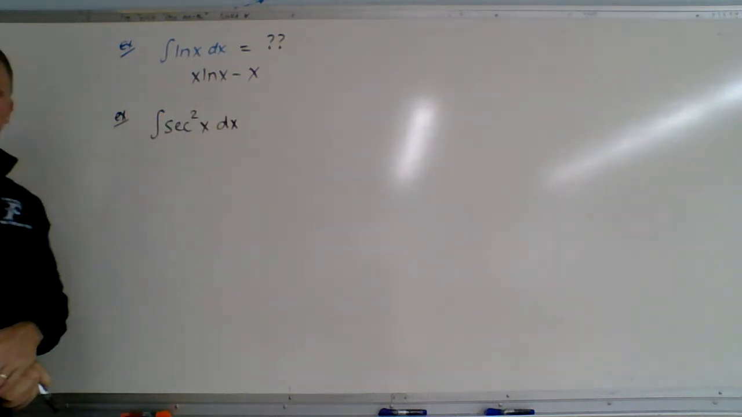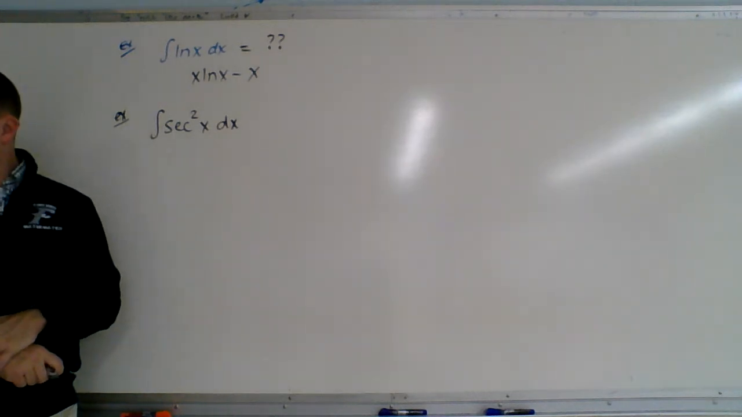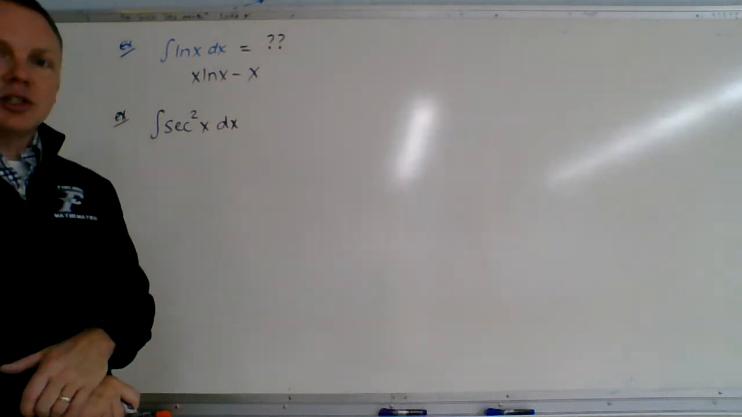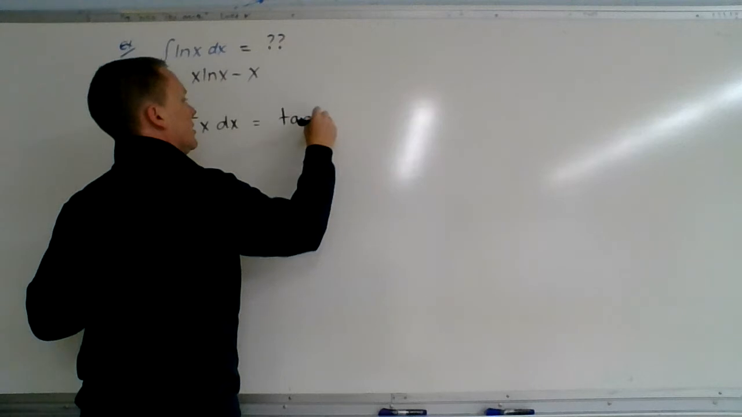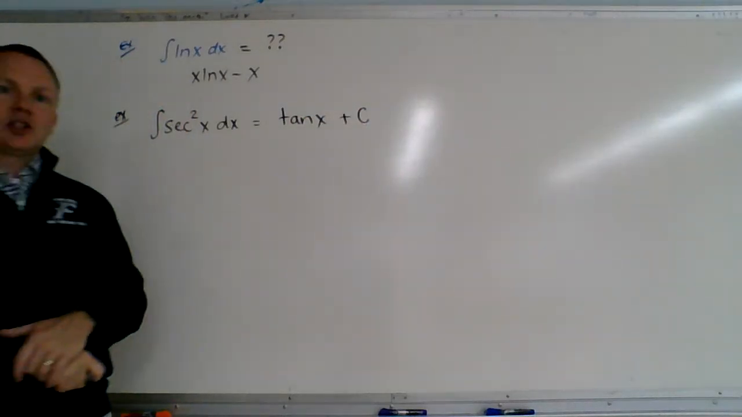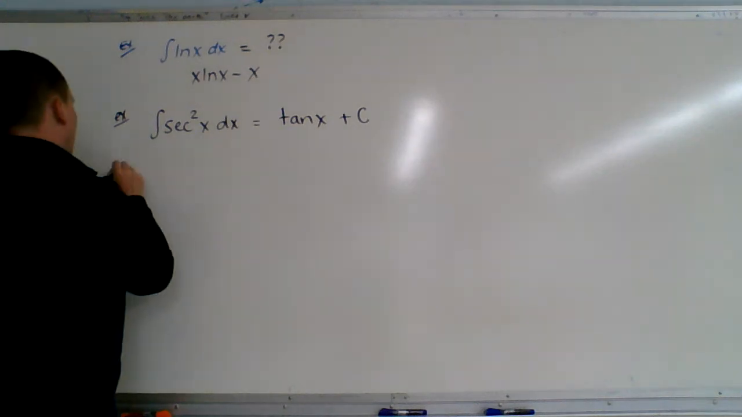So we're looking for a function whose derivative is equal to secant squared. What function's derivative is equal to secant squared? And of course, you're thinking, I know that. It's tangent of x plus C, okay? The function whose derivative is secant squared is tangent, okay? But do you know the other way?